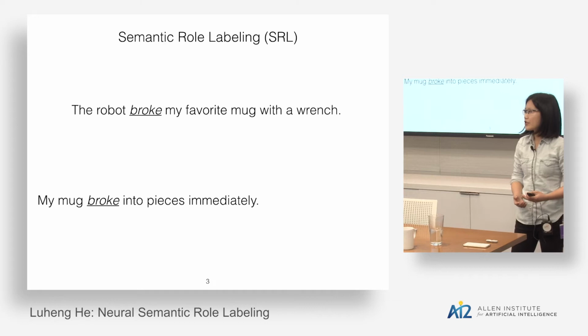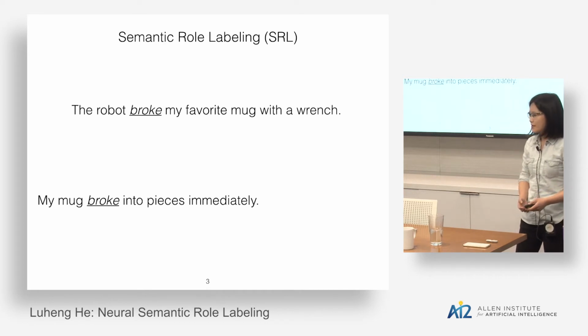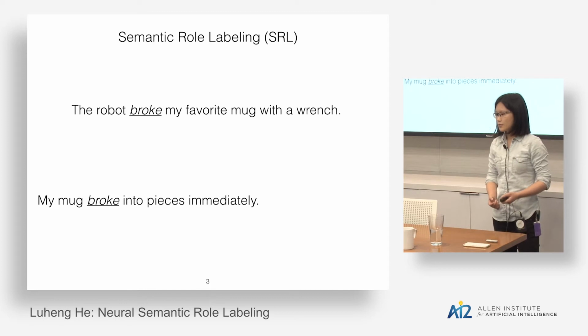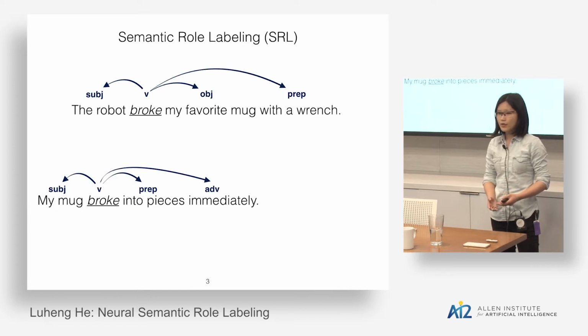To understand the problem better, let's first look at two example sentences. The first one says, the robot broke my favorite mug with a wrench. And the second one says, my mug broke into pieces immediately. The syntactic structures of the two sentences look roughly like this. My favorite mug in the first sentence is the syntactic object of the verb broke, and my mug in the second sentence is the syntactic subject instead.